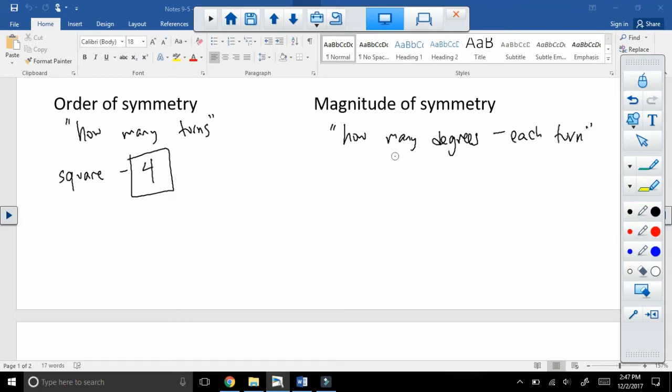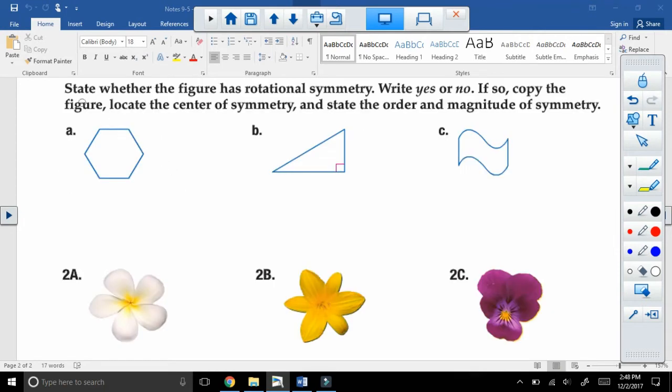So the magnitude is always going to be 360 divided by whatever the order is. For example, for that square, the magnitude would be 90 degrees because you have 4 90-degree turns to get that square back to its original position. For these examples, it says state whether it has rotational symmetry, so we have to write either yes or no. If so, copy the figure, locate the center of symmetry, and state the order and magnitude. So if we're going to say no, we can simply say no, but if we're saying yes, we have a few other things we have to do.